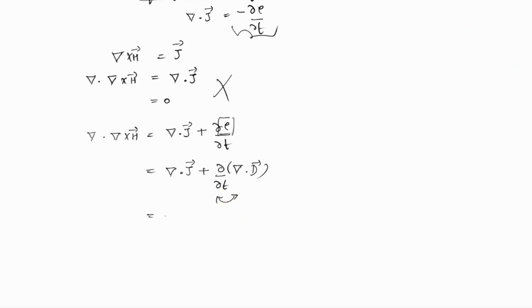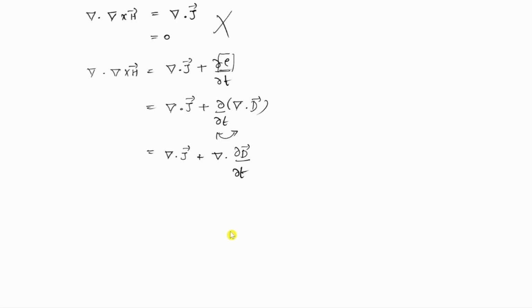So let us write del dot J is equal to plus del dot dou D by dou T. In both the terms we have del dot as common, so we can keep it outside the bracket and write it as del dot of J plus dou D by dou T. Let us write the left hand side also, that is del dot del cross H.